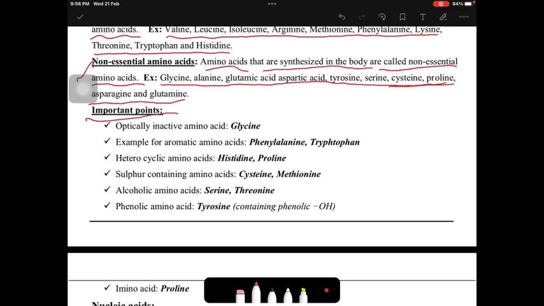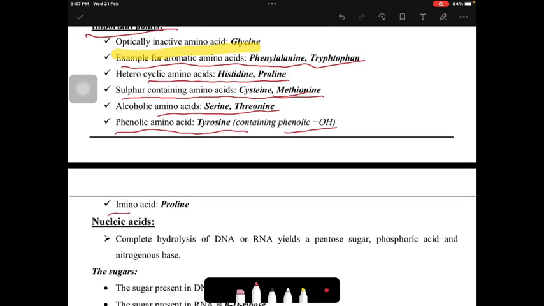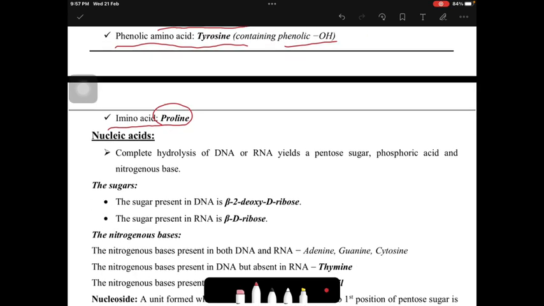Important points: the optically inactive amino acid is glycine. Aromatic amino acids: phenylalanine, tryptophan. Heterocyclic amino acids: histidine, proline. Sulfur containing amino acids: cysteine, methionine. Alcohol amino acids: serine, threonine. Phenolic amino acid is tyrosine, containing phenolic OH.